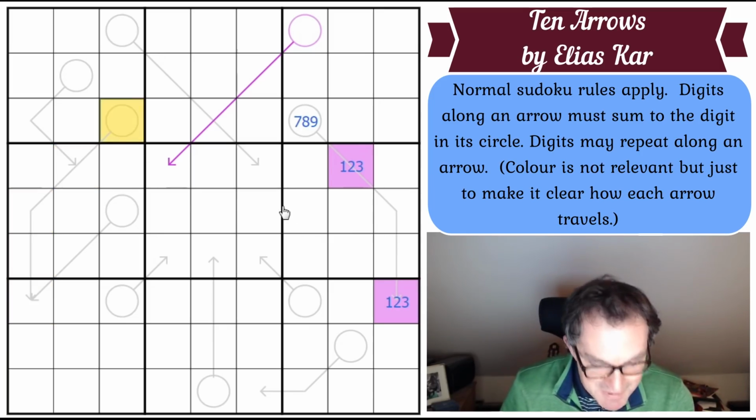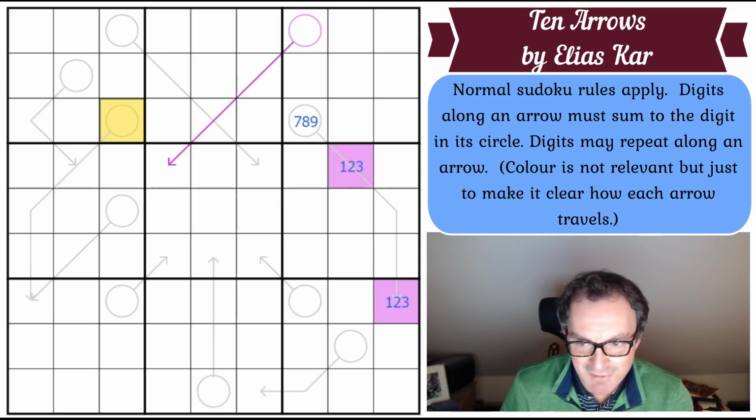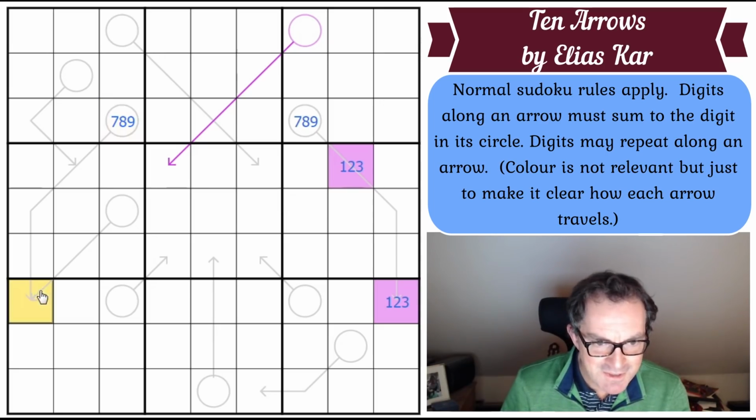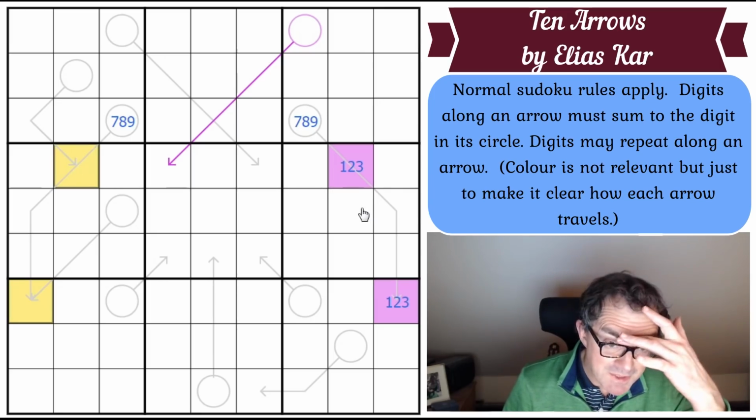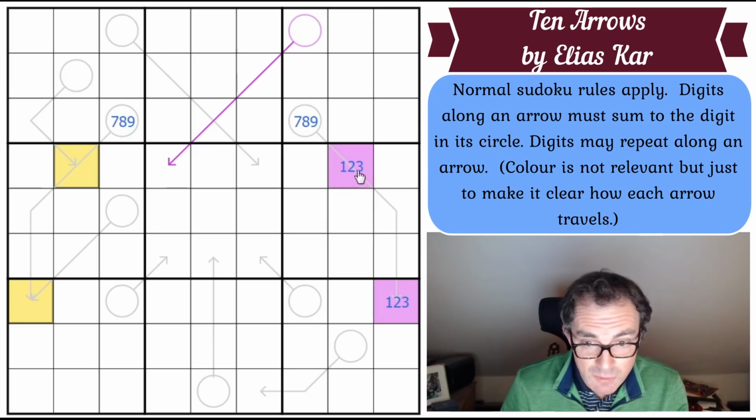So this square's got to be 7, 8, or 9. This square and this square now must repeat, and they're not purple, so we can use a different colour for those. The reason they're not purple is that this is most certainly in the same row as that, so we can't repeat the digit.